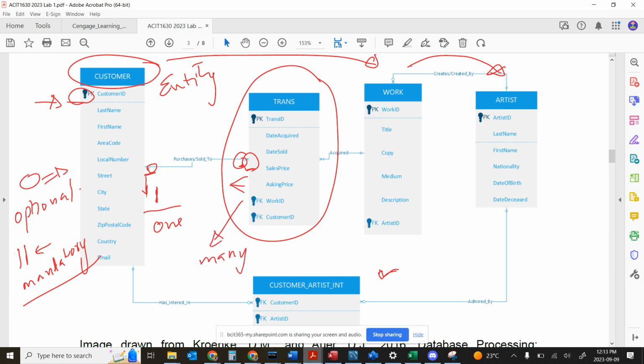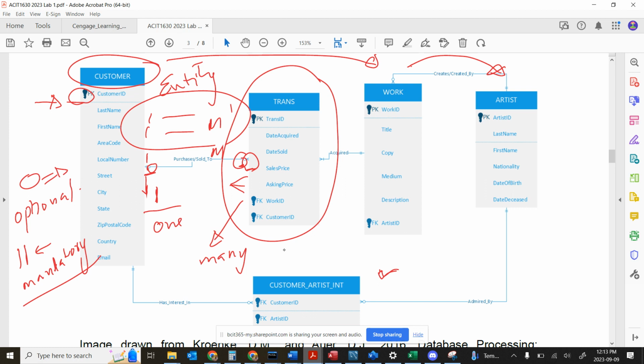So let's look at the relationship between customer and transaction. One customer will purchase or have how many transactions? One customer can have multiple transactions. We are reading from left to right, which means the answer here should be one and here should be many.